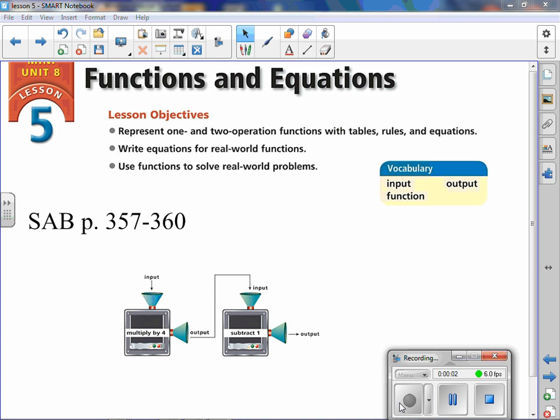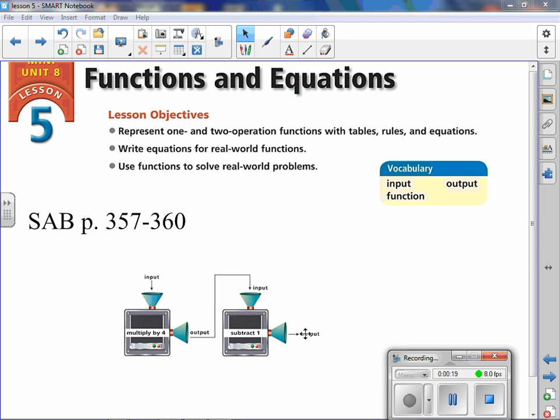Okay, today, Unit 8, Lesson 5, SAB page 357 through 360. We're going to be talking about functions and equations. When I say functions, I'm talking about function tables. You can think of them as input-output boxes where you do this kind of thing.